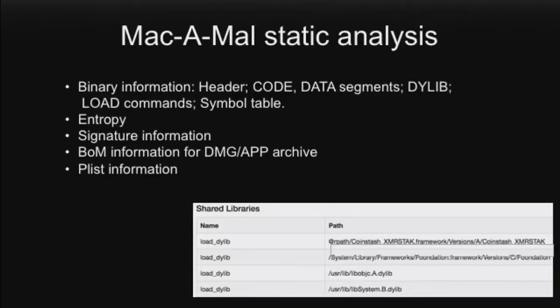So the very first thing is static analysis. We implemented that feature by gathering feature information from the Mach-O binary, similar to other binary malware analysis platforms. So we gathered the header file, code and data segments, shared libraries, load commands, and symbol table. For each segment in the Mach-O binary, we extract information about the sections, and then we calculate the segment entropy to detect packed or encrypted sections.